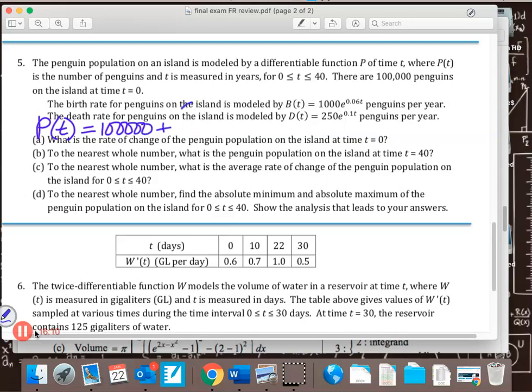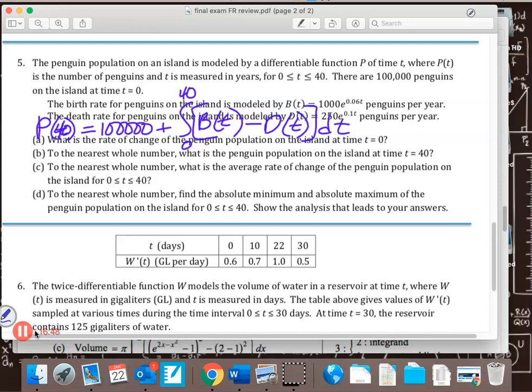Then you add how many penguins are born from 0 to 40. We could do a P of t, but we'll do P of 40. So we start with 100,000 penguins. Then you add the total number of penguins that were born, and then you subtract the total number of penguins that died. Right? So it's 100,000 plus the integral from 0 to 40 of B of t.